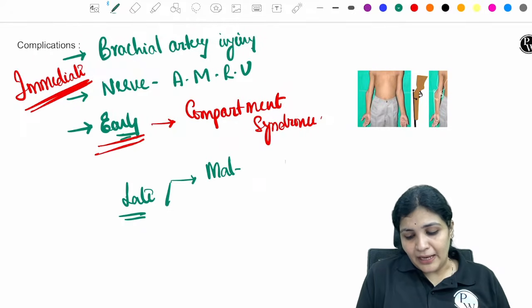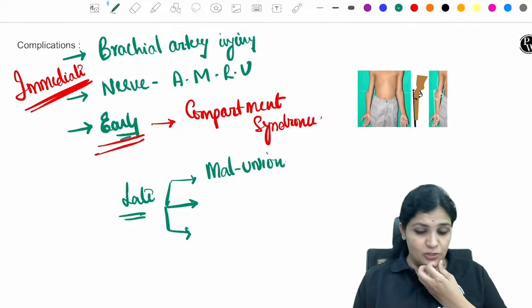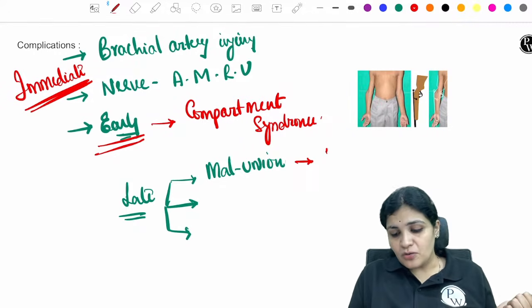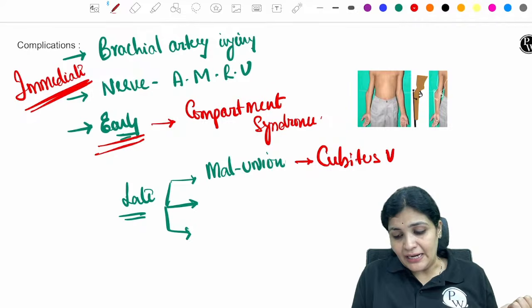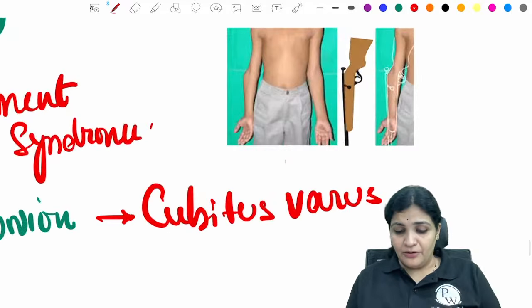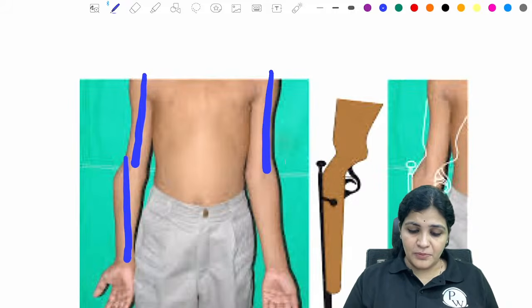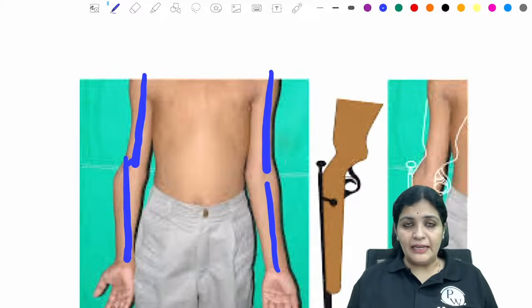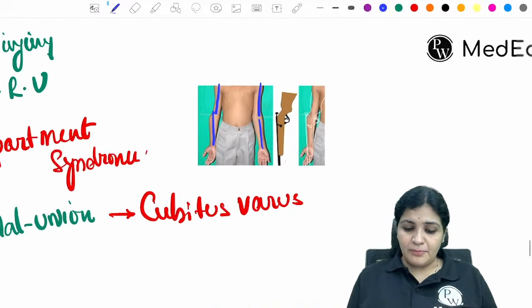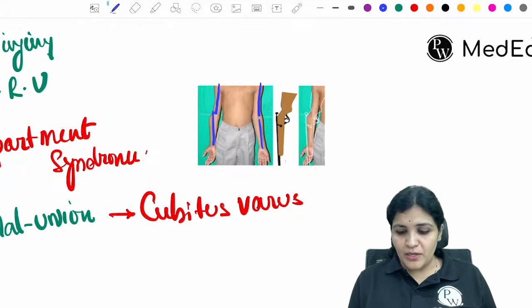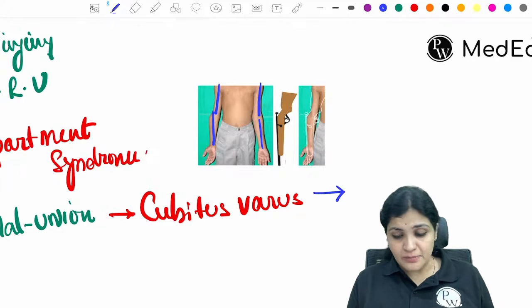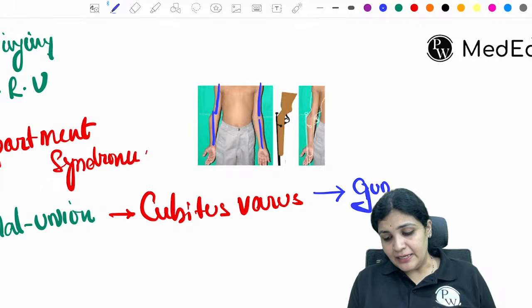One is the malunion. So what is malunion? The fractures have not been aligned properly, so they will result in malunion, and this is called the cubitus varus deformity. So this is your malunion I was telling you. If you draw a longitudinal axis like this and one is like this, so this is not aligned. Usually it should be like this, right? So here you see there is some degree which is not aligned, so that is called malunion. And because the distal fragment is towards the medial side, it is the cubitus varus malunion, which is also called the gunstock deformity.